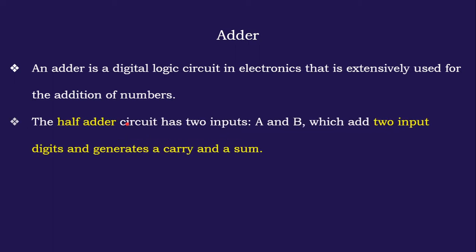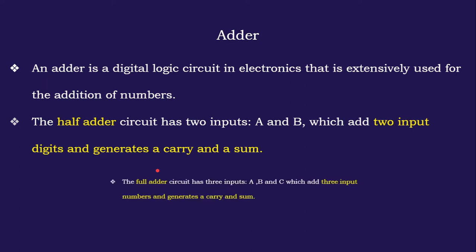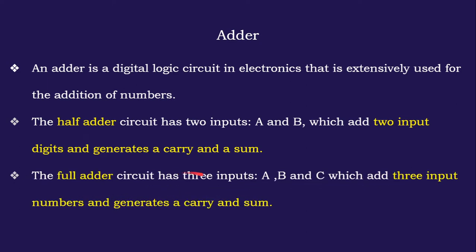The half adder circuit has two inputs A and B which add two input digits and generates a carry and a sum. So the outputs are 2, the carry and the sum, and the inputs are 2, the variables A and B. And the full adder is a circuit that has 3 inputs A, B and C which add 3 input numbers and generates a carry and a sum. So the inputs are 3 and the outputs are 2.